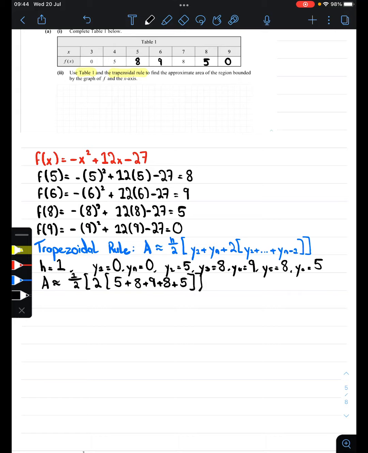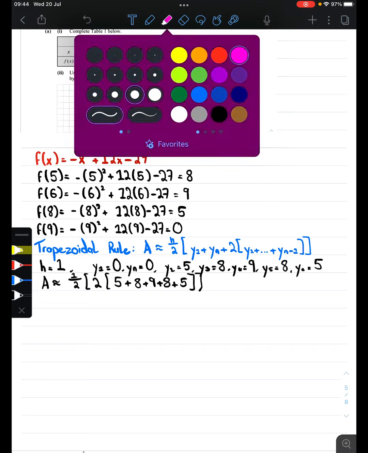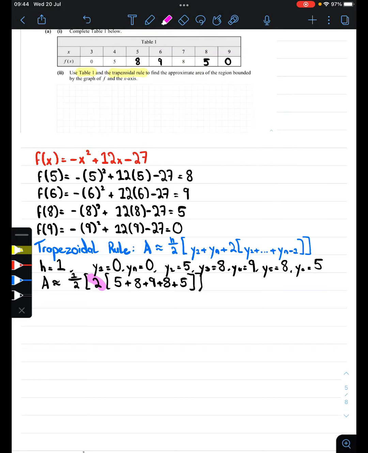So if we notice, these two will cancel each other out. So we'll just have 5 plus 8 plus 9 plus 8 plus 5, which is 10 plus 16 plus 9 is 35.